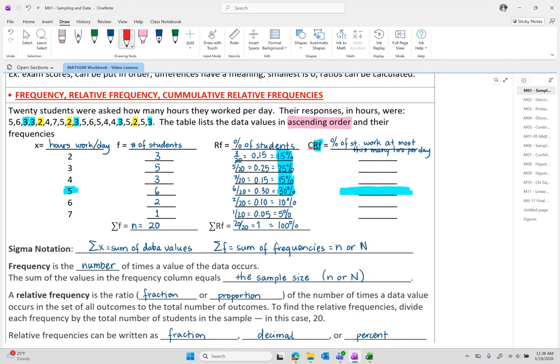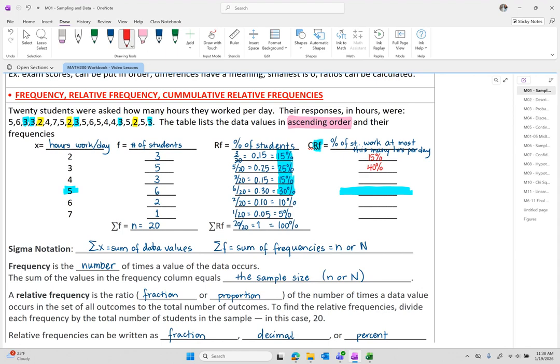So the first one, which is 15%: 15% of the sample works 2 hours a day, but also 15% of the sample works 2 or less hours a day. To get to 3 hours a day, I will add 15% and 25%. That will be 40% of the sample. 40% of the sample works 3 or less hours a day, which is 3 or 2.